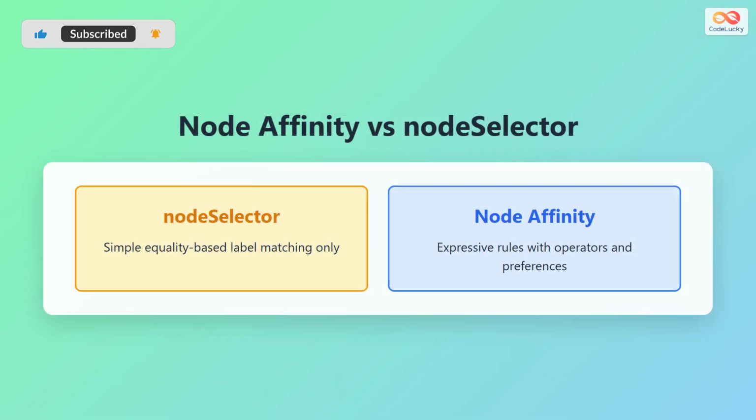You might be wondering how Node Affinity differs from NodeSelector, which is another scheduling feature. NodeSelector provides simple equality-based label matching only. It's straightforward but limited in what it can express. Node Affinity, on the other hand, offers much more expressive rules with multiple operators and the ability to set preferences. You can create complex conditions, use logical operators, and distinguish between hard requirements and soft preferences. This makes Node Affinity far more flexible and powerful for advanced scheduling scenarios.